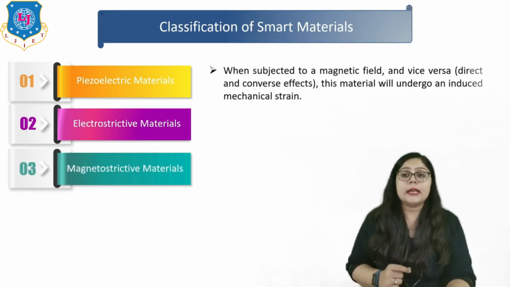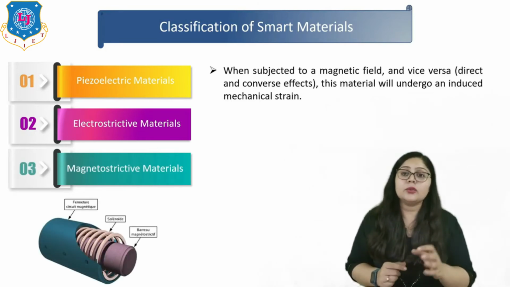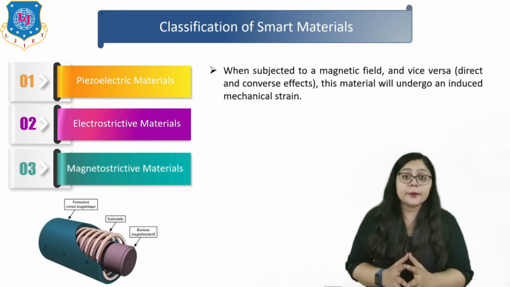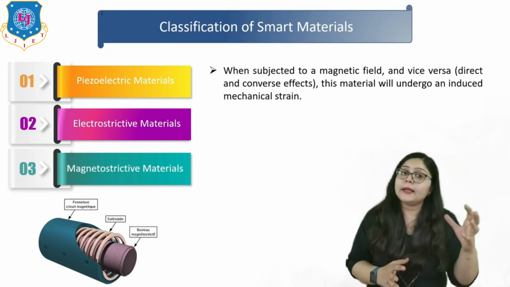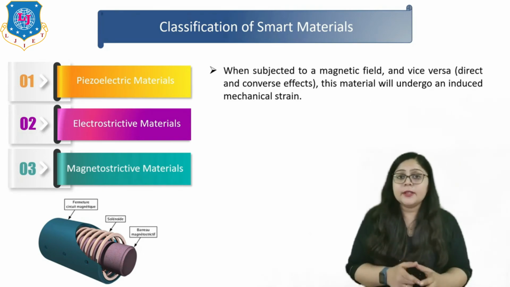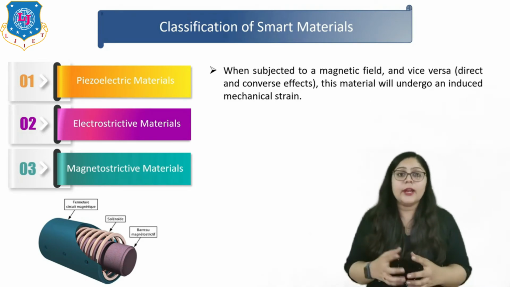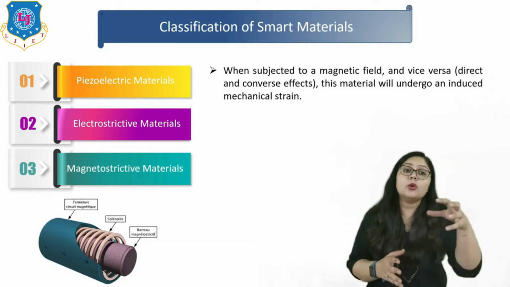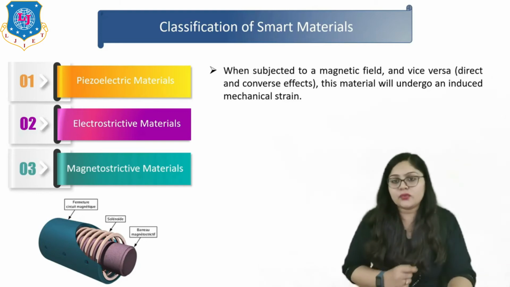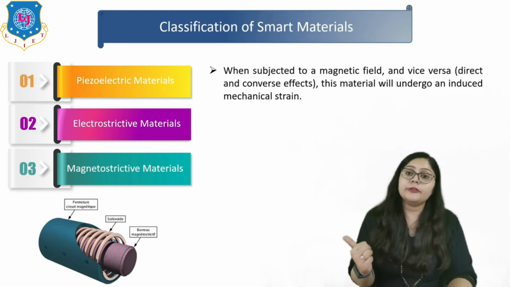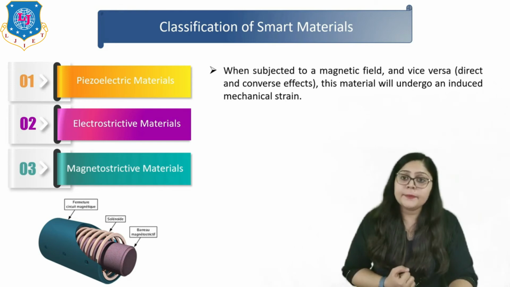Now let us understand the third one, which is magnetostatic materials. So here, when subjected to a magnetic field and vice versa, it means the direct and the converse effect, this material will undergo an induced mechanical strain, right? So this kind of material looks like this, right?